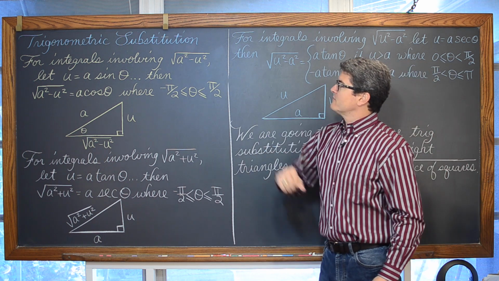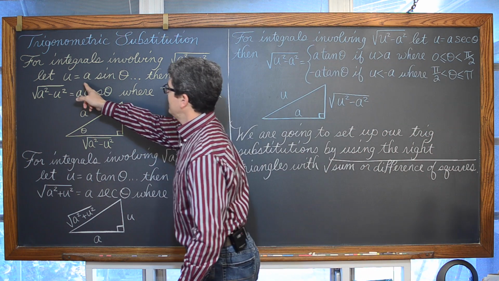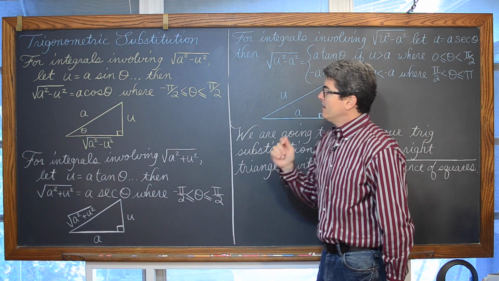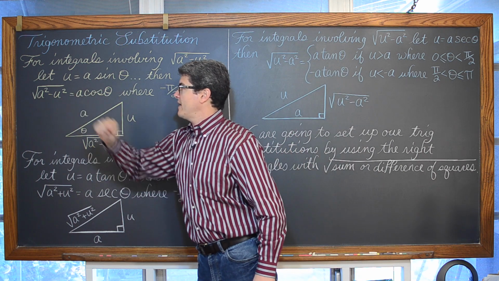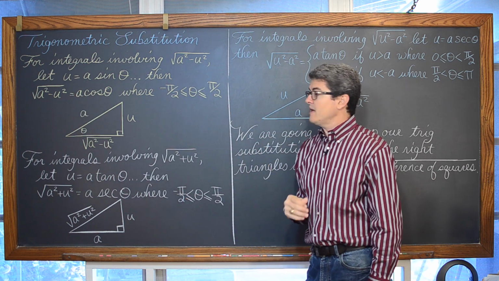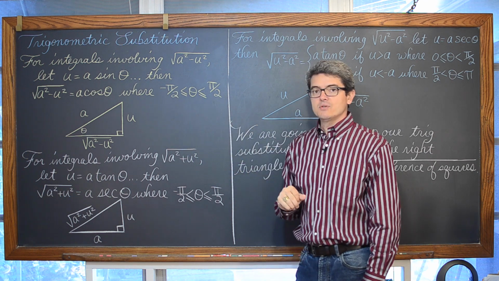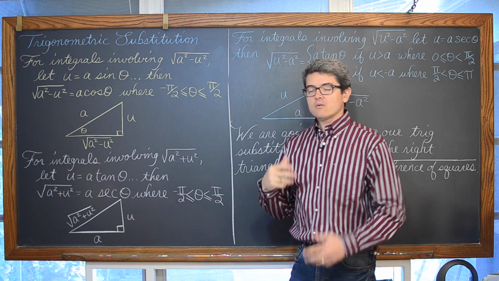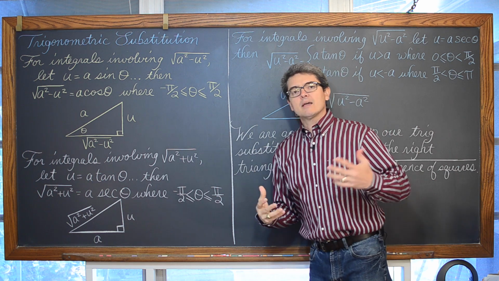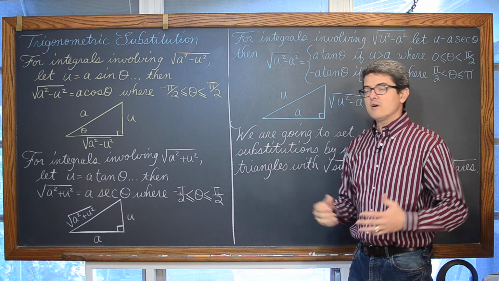So for integrals involving the square root of a squared minus u squared, we're going to let u equal a times the sine of theta. And then we have the square root of a squared minus u squared is equal to a cosine of theta, where theta is between negative pi over 2 and positive pi over 2. And these restrictions on theta are coming from the restrictions that you learned back in pre-calculus or trigonometry when you were studying just inverse trig functions.